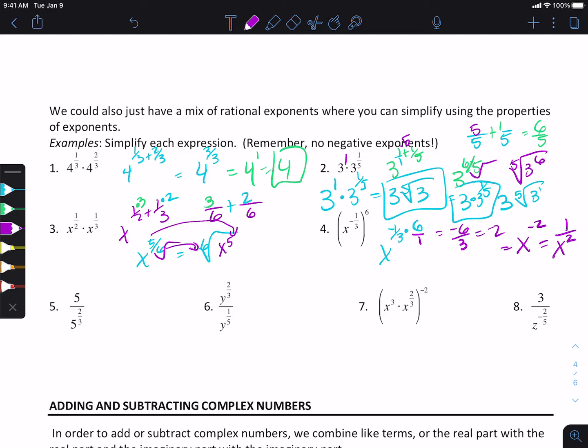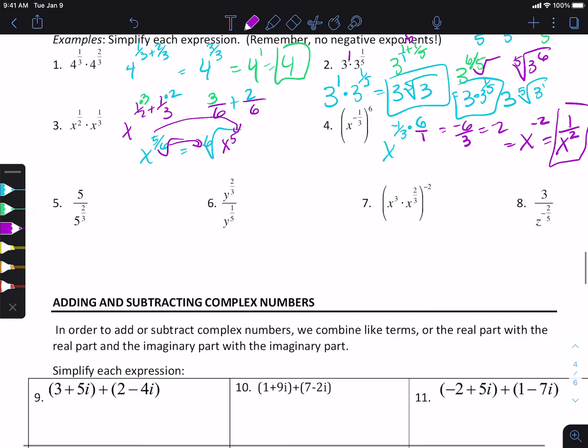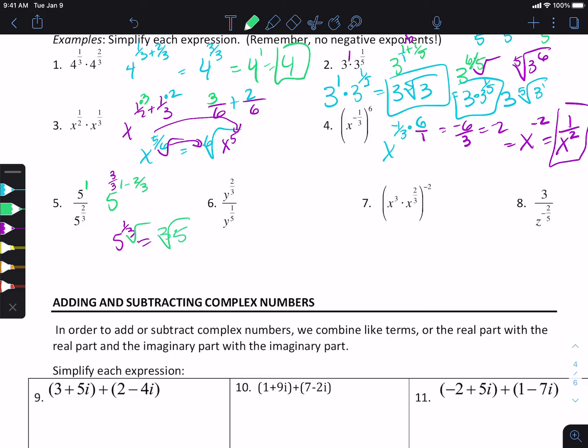So this is the same thing as 1 over x squared. Okay. Here, we have two things being divided. They're the same base, so I can subtract. So this is an unsaid 1, so we're going to do 5 to the first minus 2/3. So 1 minus 2/3. Well, 1 is really 3/3. So 3/3 minus 2/3 is 1/3, which I could rewrite as the cube root of 5.